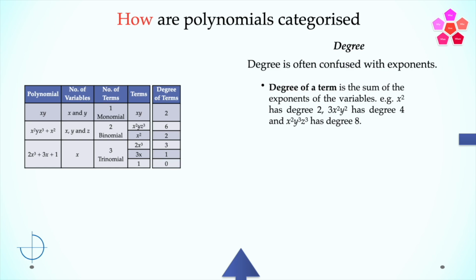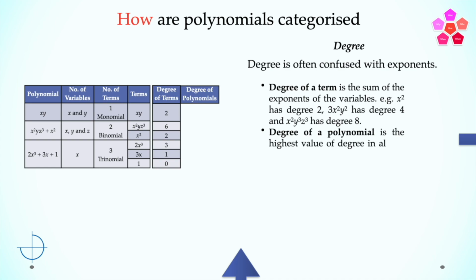Then let's move forward to understand the degree of a polynomial. Degree of a polynomial is the highest value of degree in all the terms of a polynomial. For example, x cubed plus 3x plus 1 has a degree of 3, whereas x cubed plus 3xy cubed plus 1 has a degree of 4, because the second term, 3xy cubed, has a degree 4.